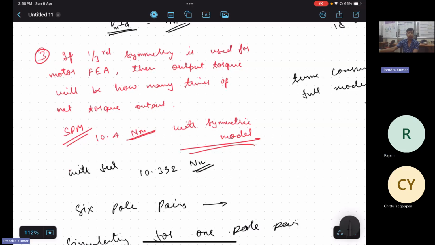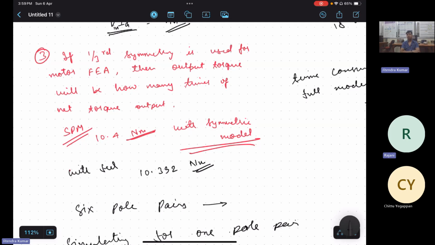Sir, this is applicable only for torque? Like simulating the full model gives the same torque, and simulating with symmetry also gives the same torque. So only the torque can be calculated using the symmetry model, sir? Are you asking whether only the torque or other parameters can also be calculated? Yes, sir. All the other parameters, as far as I can think, will be approximately the same. Nothing is going to change.